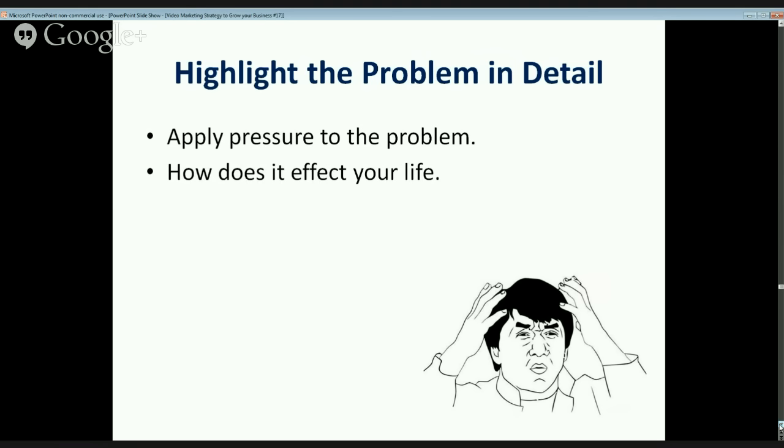Which is the next one. So how does it affect your life? Can you sleep at night on your sore shoulder? Whatever your product is, really show them that they have a problem and it affects their life. This really stimulates the reptile brain, which is the emotional part of the brain. That's where you want to connect.